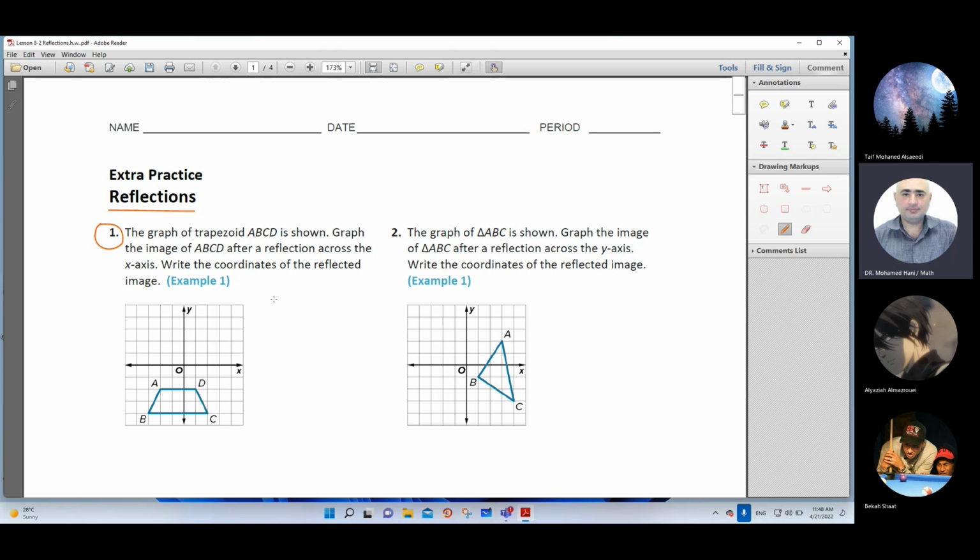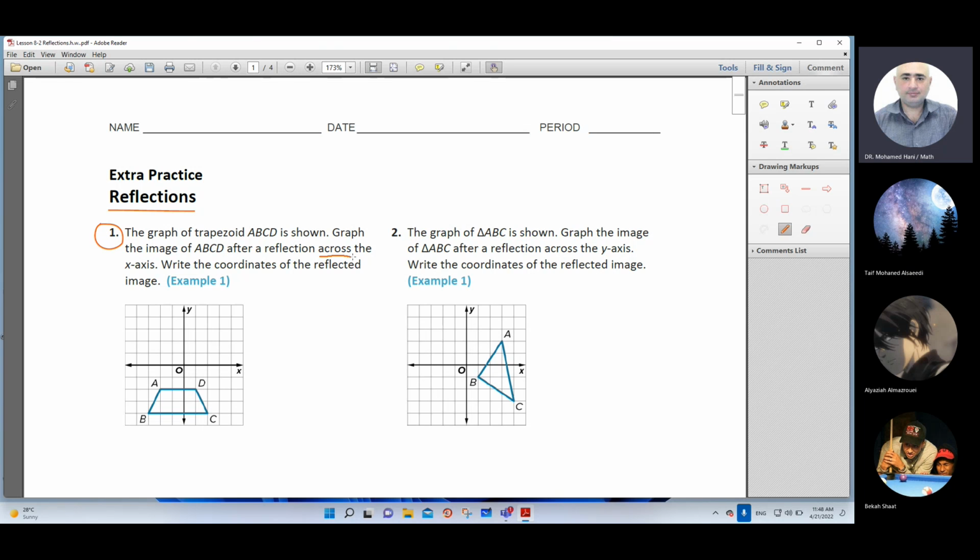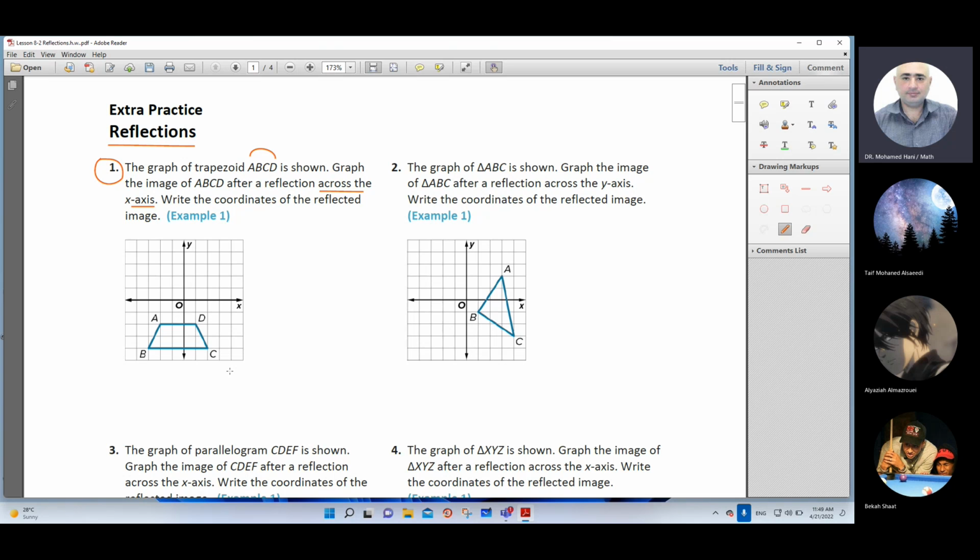Okay, thank you. As we see here, we know the line of the reflection is the x-axis. And here we have a trapezoid. A trapezoid has 4 vertices. How to graph the reflection figure? Start from here. This is the line. This is the reflected line. This is A. Count how many units from A to the line of reflection. We have 1 unit, 2 units. So count 2 units up, 1, 2. So this is A prime.